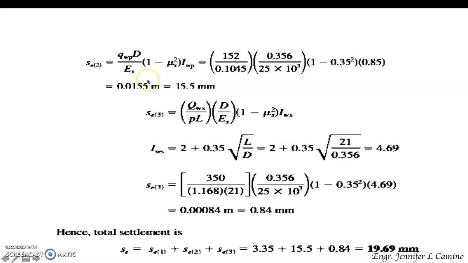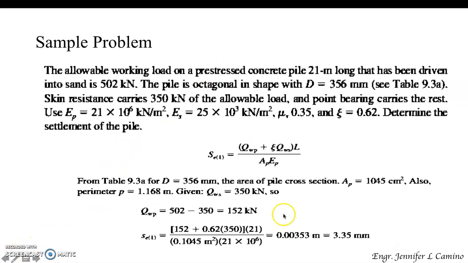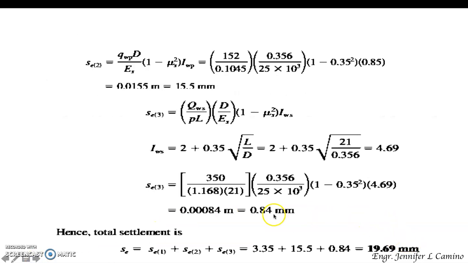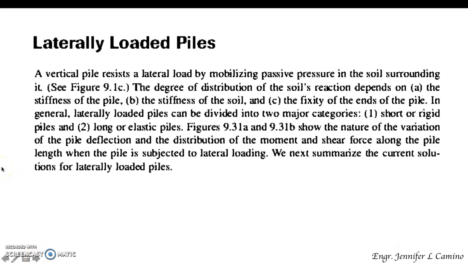The second settlement that we're going to compute is using this equation. We simply have to substitute our given values. Basically, this settlement is equal to 15.5 mm. Then our third settlement is equivalent to this formula. First I get our value for IWS, which is given by this equation. The value is 4.69. So we can now get our third settlement, which is equivalent to 0.84 mm. Therefore, to compute the total settlement, you simply have to add 0.84 plus 5 plus 15.5 and our elastic settlement, which is 3.35, so we get here 19.69 mm.